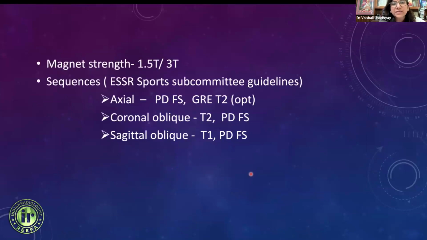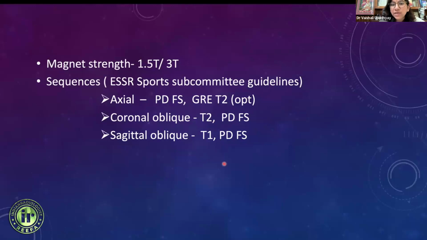So you can use a magnet strength of 1.5 Tesla or 3 Tesla, depending on what is the availability in your center. This set of sequences which I have mentioned here are those recommended by the ESSR Sports Subcommittee. Now, according to them, we can use PD fat saturated sequence in all the 3 planes, and we can use T2 and T1 in coronal oblique T2 and sagittal oblique T1.